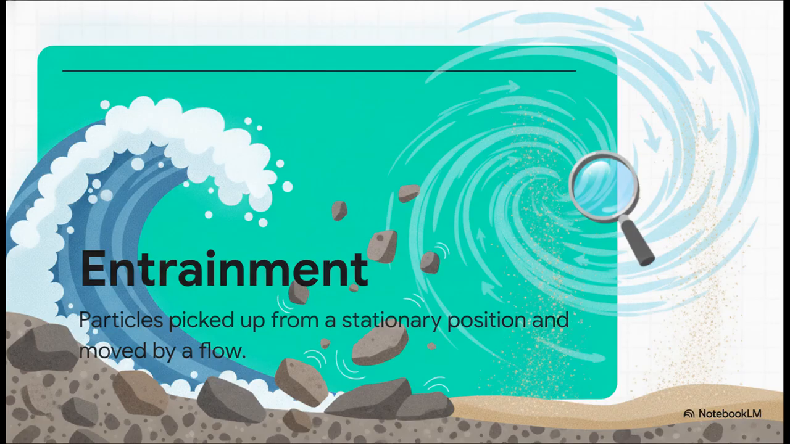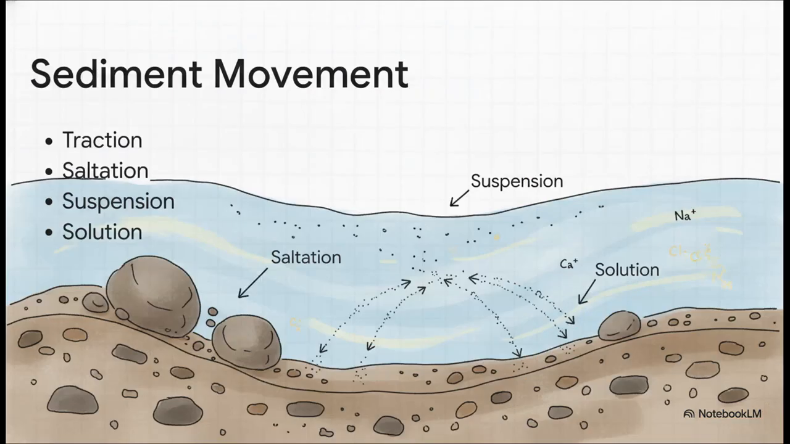Entrainment is simply the process where particles are lifted from a stationary position by a flow of water or air. Think of it as the critical energy threshold needed just to get the sediment moving in the first place. Larger particles obviously need a massive surge of wave energy to be entrained, while fine sand requires much, much less. Okay, so once the sediment is entrained, it travels in 4 distinct ways, mostly depending on its size.